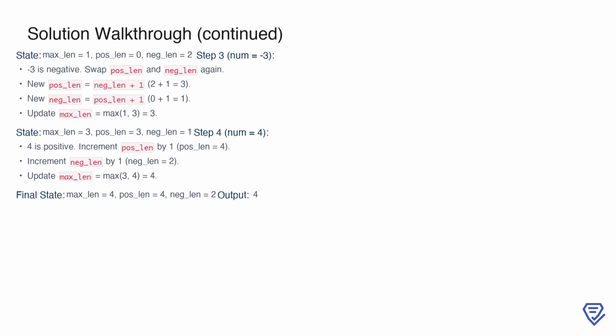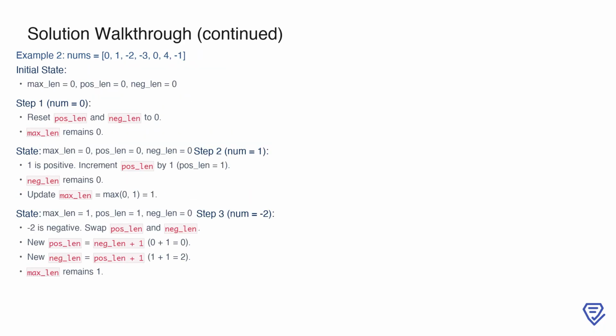Finally, for the last number in the array, 4, which is positive, we increment both pos_len and neg_len. Pos_len increases by 1 to become 4, and neg_len increases by 1 to become 2. Max_len is updated to 4, the maximum of 3 and the updated pos_len. The final state is max_len equals 4, pos_len equals 4, neg_len equals 2, and the output is 4.